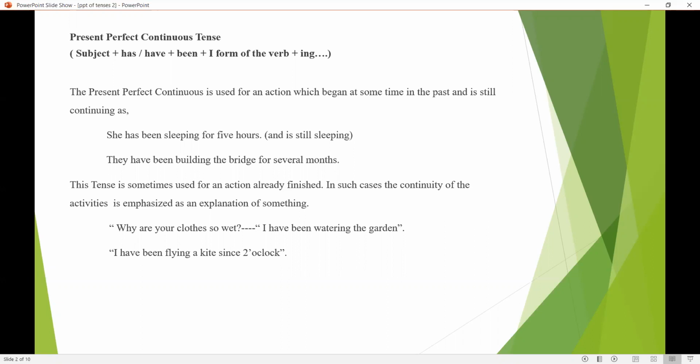This tense is sometimes used for an action already finished. In such cases, the continuity of the activities is emphasized as an explanation of something. That means it depends on something. Why are your clothes so wet? I have been watering the garden. In the next example, I have been flying a kite since 2 o'clock. Hope you could connect the examples to the explanation there. Moving on to the next slide.